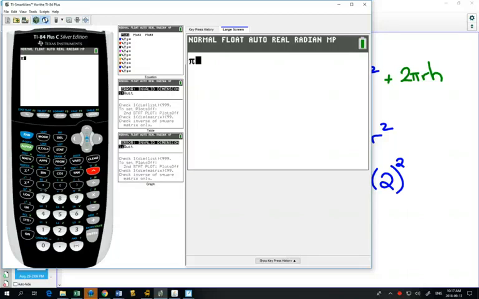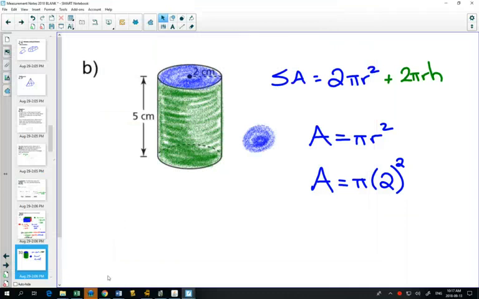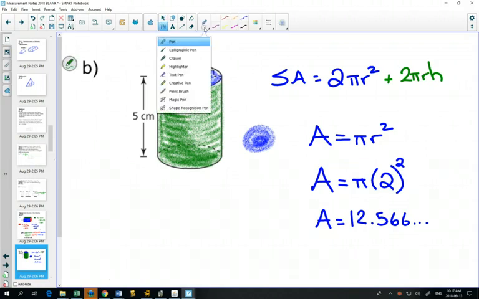When I go pi times 2 squared, this x squared button does the squared right away. You can also use this exponent button to do the squared. We get 12.566. I'm going to keep that in my calculator. 566. That is the area of my blue part.